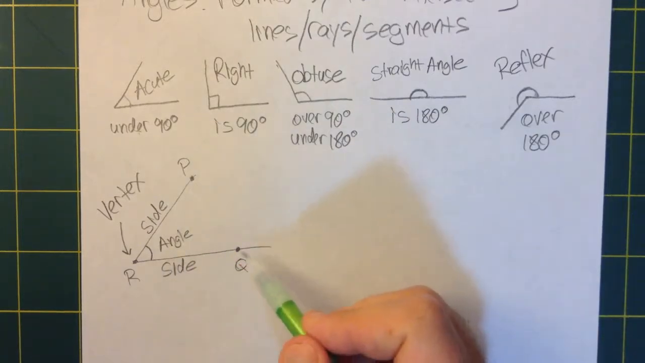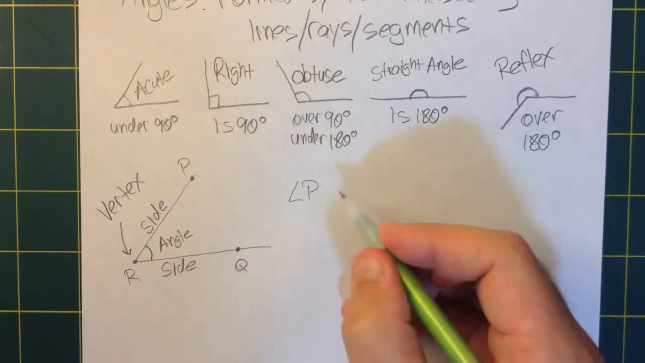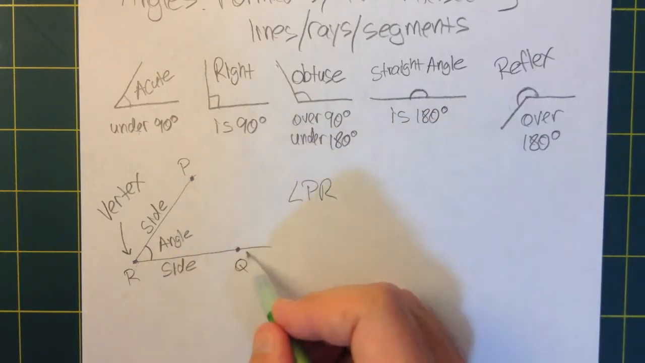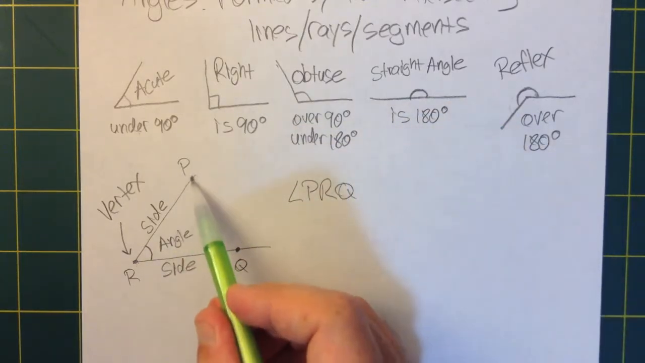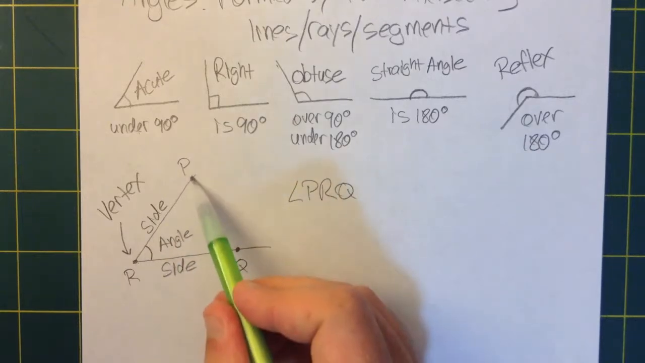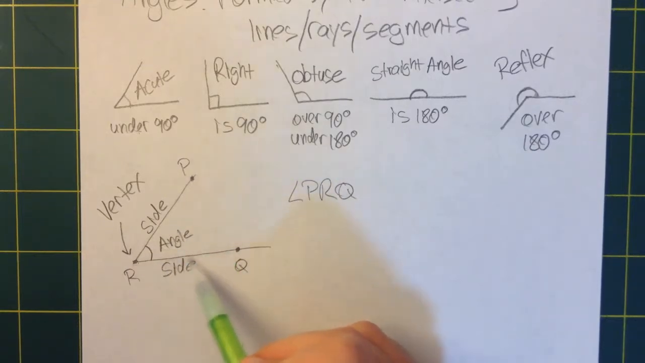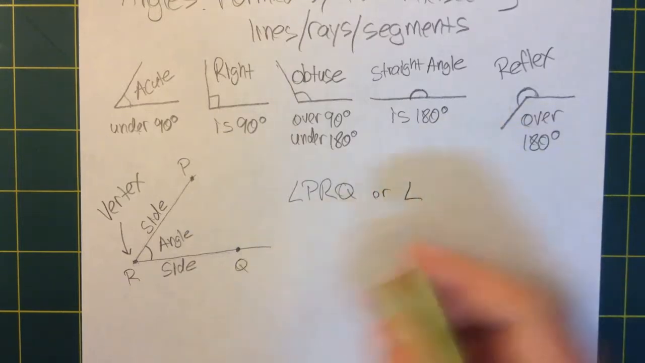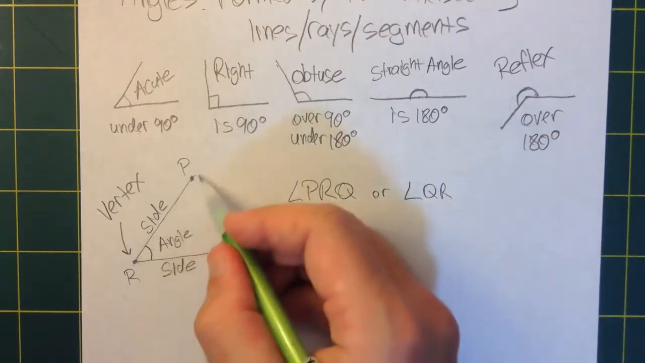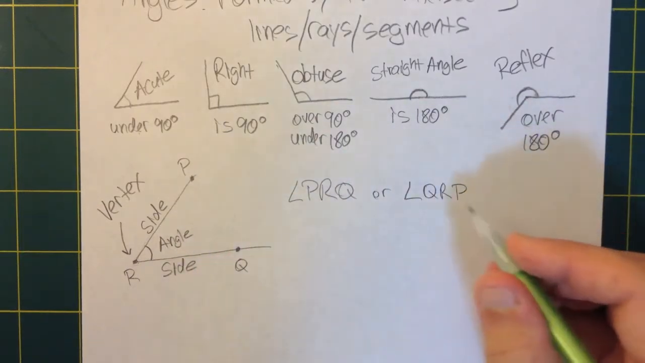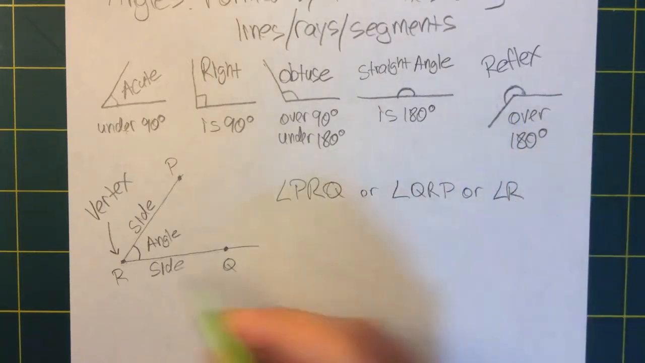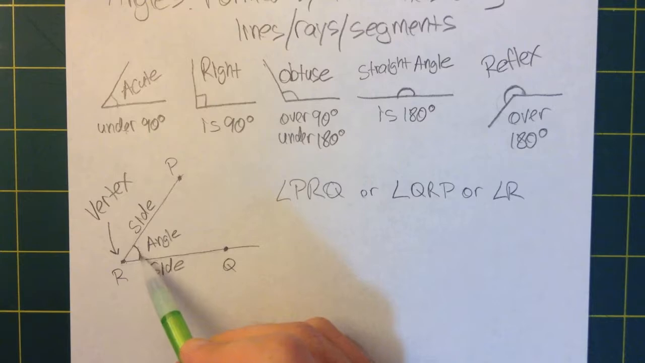When I name this angle, I have a couple options. I could say angle PRQ. So I've explained how you trace this angle out. You start at P, you go to R, and then you go to Q. I also could have said start at Q, go to R, and then go to P. Or in this case, it's also okay to just say angle R because there's only one angle R there.